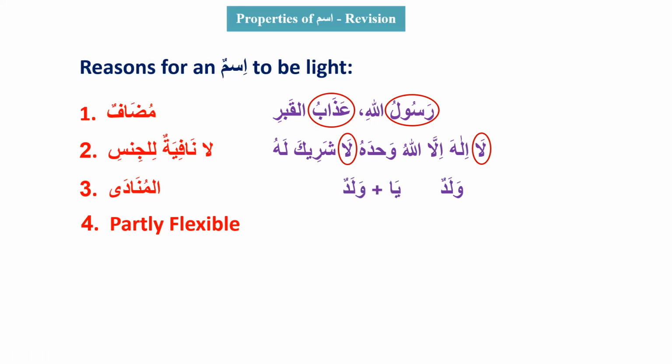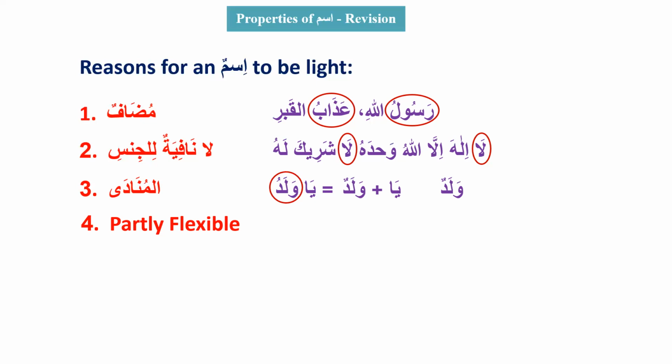Ya. I say ya. But when I say ya, I cannot say ya waladun now. I have to say ya walad. So when we call a boy, when we call someone, the one you are calling has to be light. And the one who's being called is called al-munada. Al-munada. And that is light. You see, waladun became waladu. So when you call someone and you use ya for it, then ya means, oh boy.